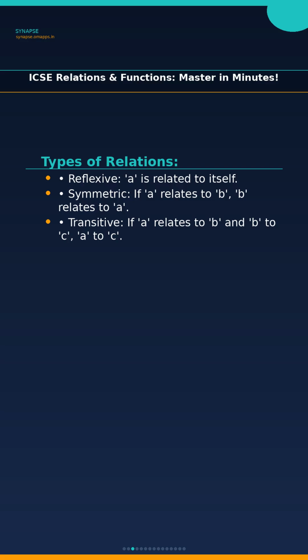We have reflexive, symmetric, transitive, and equivalence relations. Reflexive means A is related to itself. Symmetric means if A is related to B, then B is related to A. Transitive means if A is related to B and B is related to C, then A is related to C.